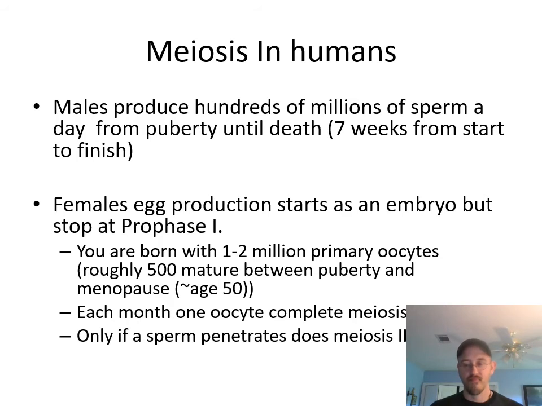Now, what's interesting here, here's where we'll end this video for now. Males produce hundreds of millions of sperm a day, from puberty till death. Lots of meiosis. A sperm takes 7 weeks from start to finish. Females are much more complicated in the human species.